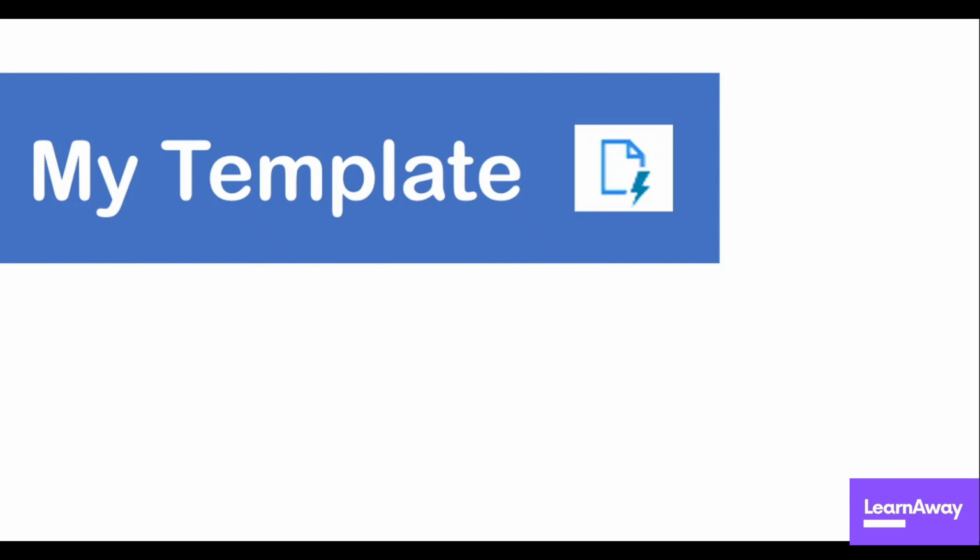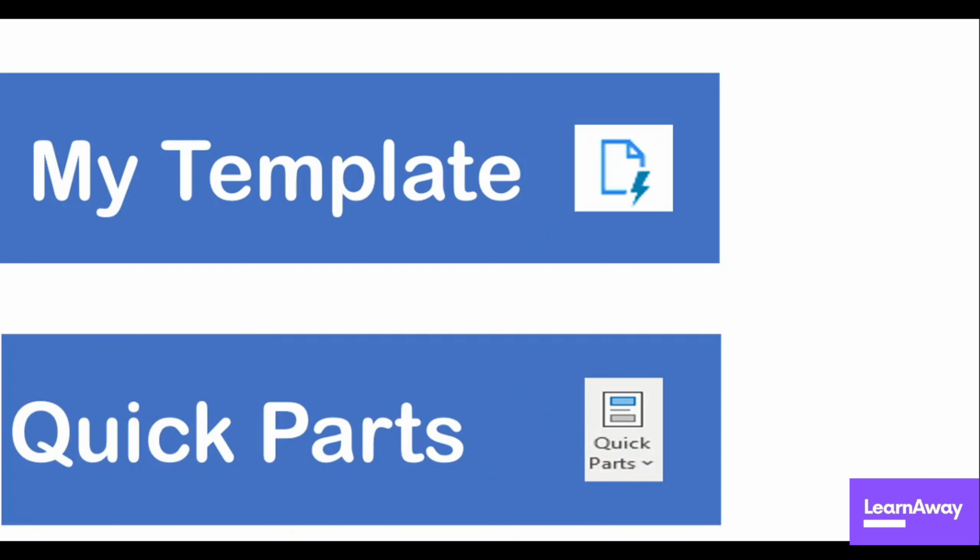So there are two ways we can answer the email with saved replies. One of them is using My Template and the other one is using Quick Parts. So we'll discuss both of these methods in detail.